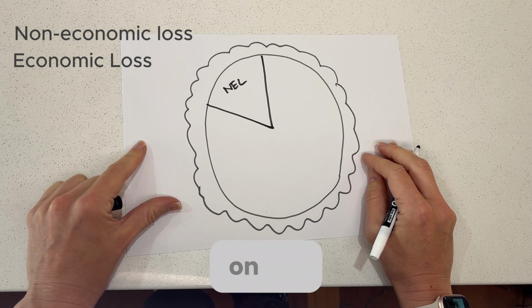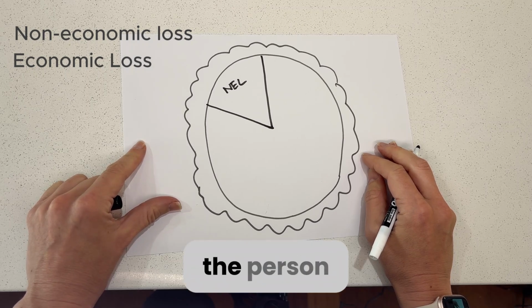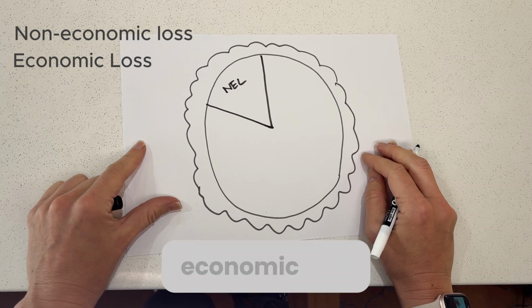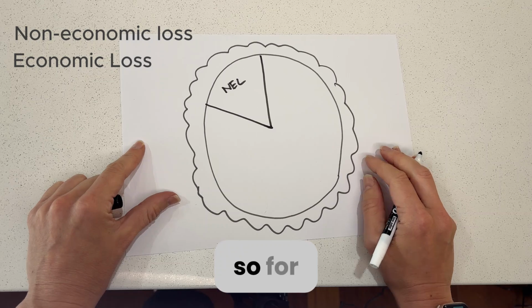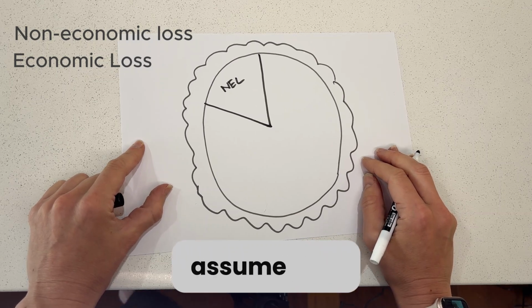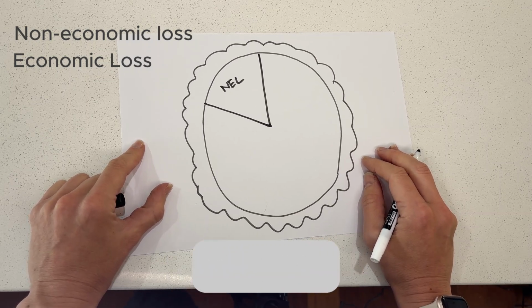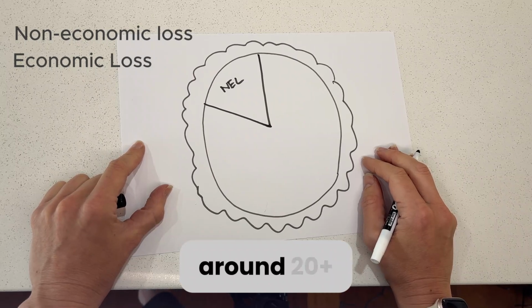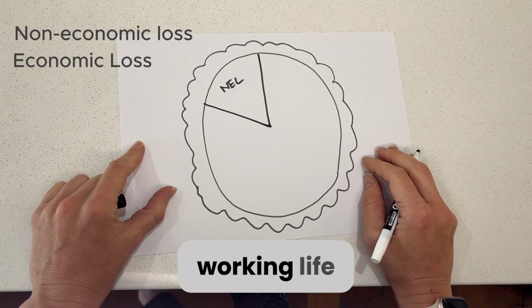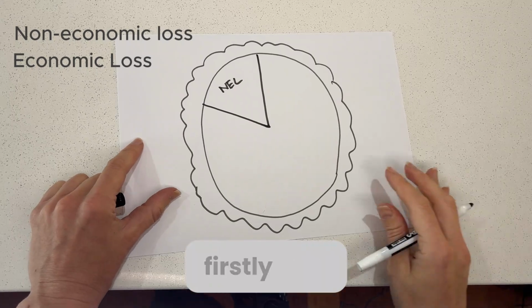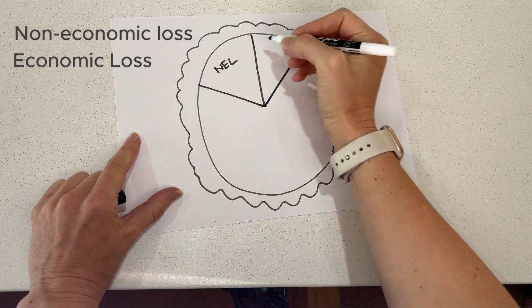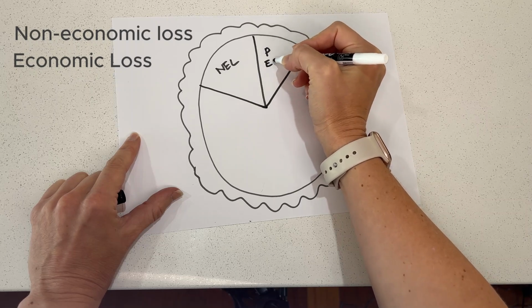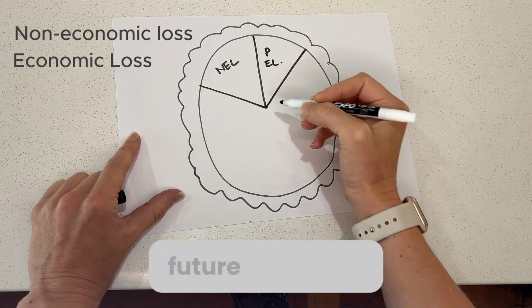Now, depending on the age of the person, the future economic loss can sometimes be the largest part of the pie. So for the sake of today's exercise, I'm going to assume that we have someone, say in their early 40s, that has around 20 plus years of working life left. So we firstly look at their past economic loss. And then we look at their future economic loss.